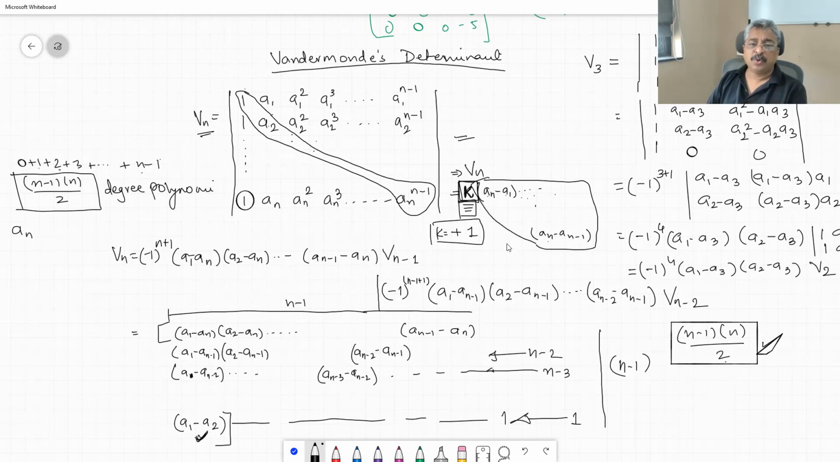So, if you look at the coefficient of an raised to n minus 1, the leading coefficient, then an raised to n minus 1 is the highest power term that we will have, and its leading coefficient is 1.